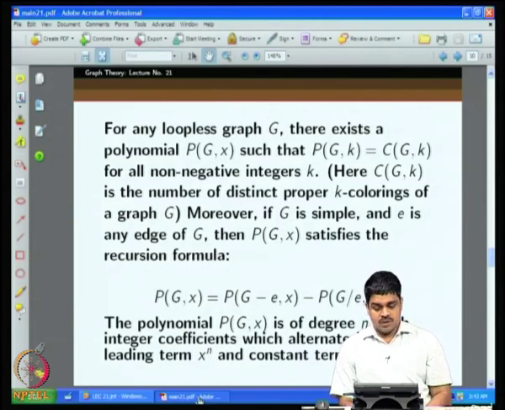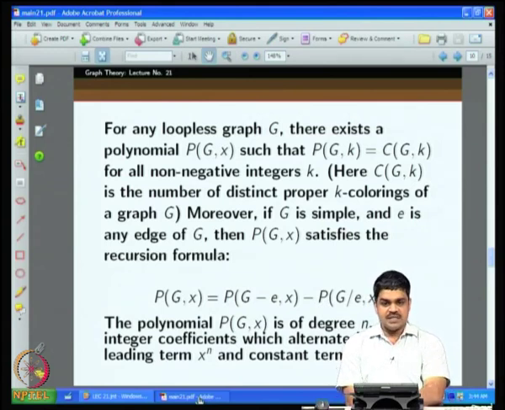There exists a polynomial P(G, x) such that P(G, k) equals c(G, k) for all non-negative integers k. Moreover, if G is simple. If we are considering simple graphs, this c(G, k) is defined for all non-simple graphs also, but it does not matter because essentially the number of colorings is the number of colorings of the underlying simple graph.